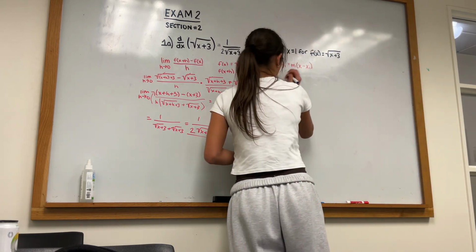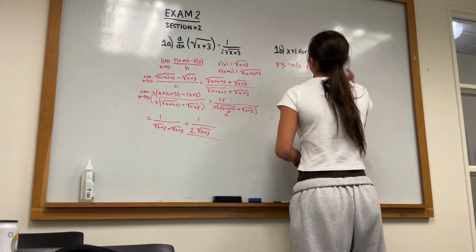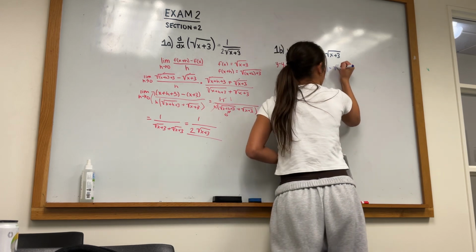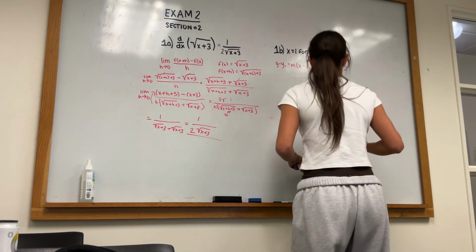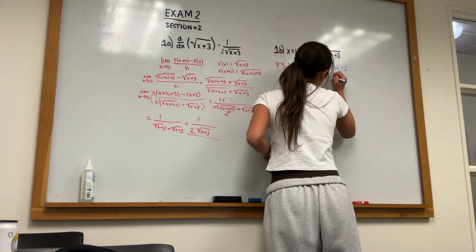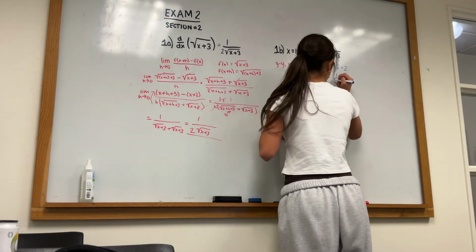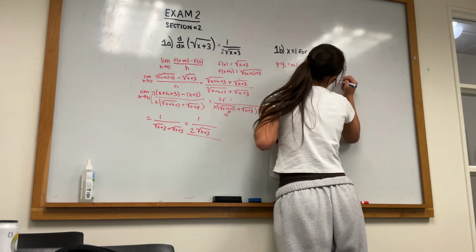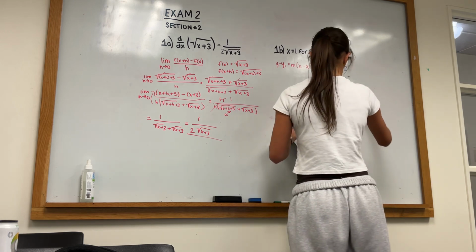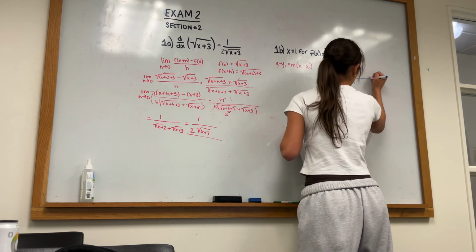We're going to start with f of 1, trying to find f of 1. So f of 1 is going to be the square root of 1 plus 3, which is the square root of 4, which equals 2. And then we're going to find f prime of 1, and this will be 1 over 2 times the square root of 4, that's the derivative, and then that is going to equal 1/4, and this will be the slope.